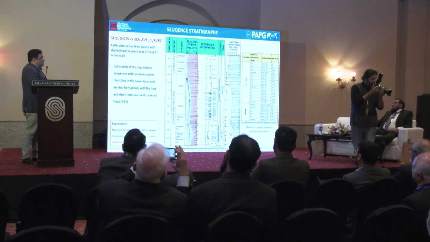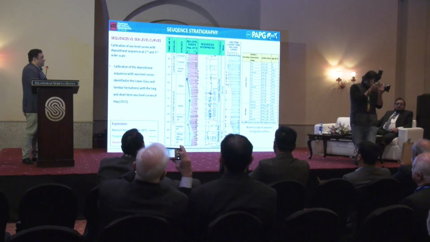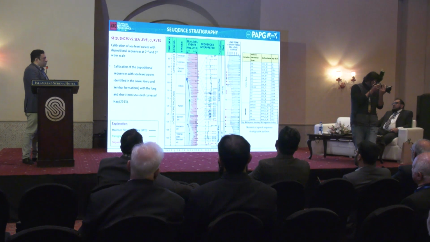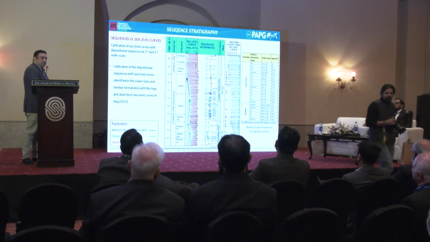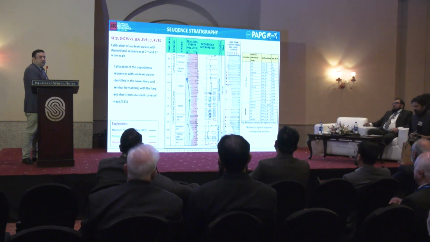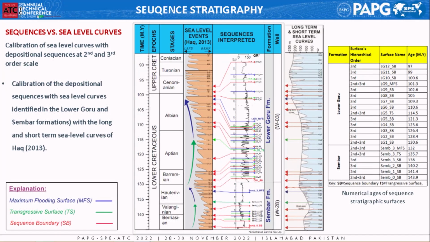Here you can see a table representing the numerical ages of all the major surfaces on the second and third order scale. So these surfaces were converted into the numerical age to carry out this forward stratigraphic modeling.